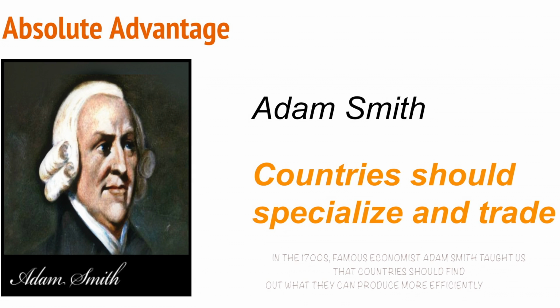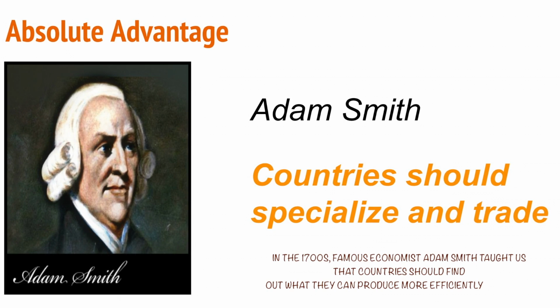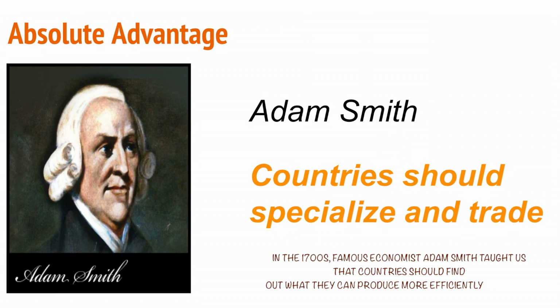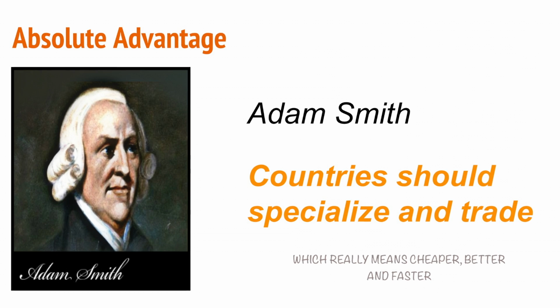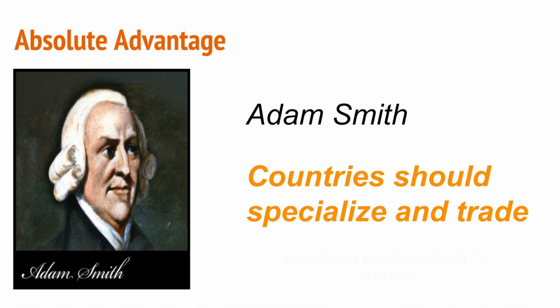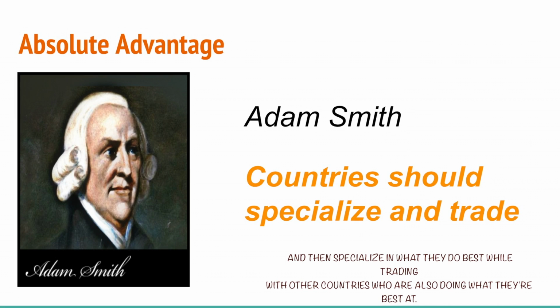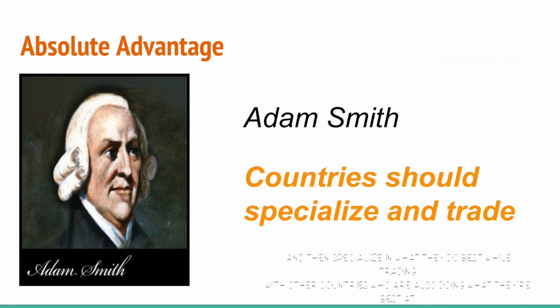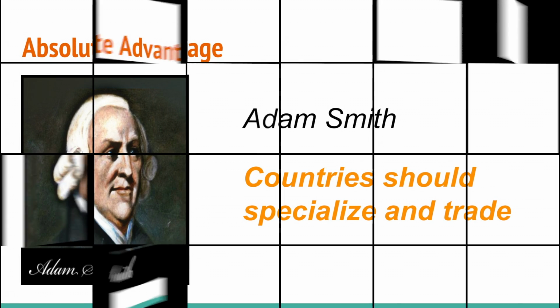In the 17th century, the famous economist Adam Smith told us that countries should find out what they can produce more efficiently, which means cheaper, better, and faster, and then specialize in what they do best while trading with other countries who are also doing what they are best at, which means countries should specialize and trade.